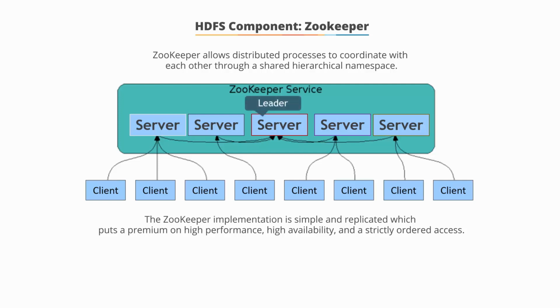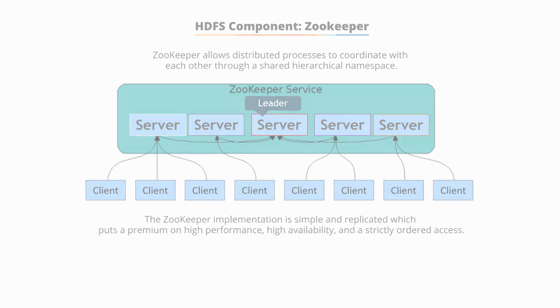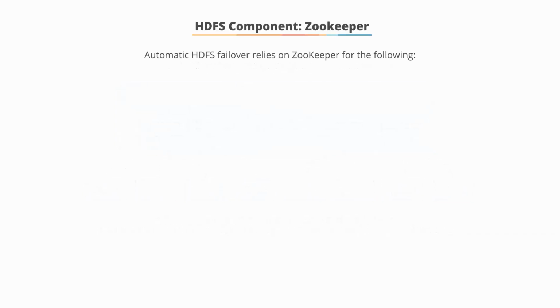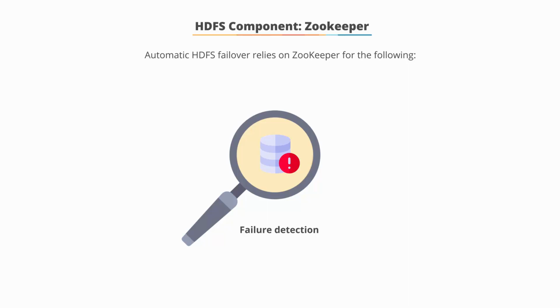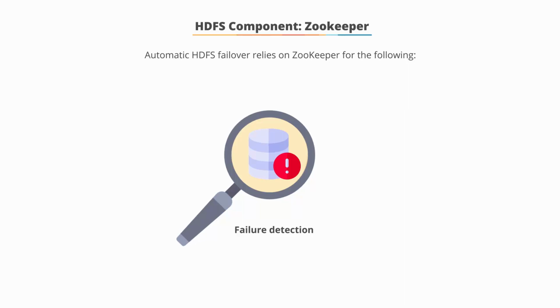As long as a majority of the servers are available, the Zookeeper service will be available. So let's look at how automatic HDFS failover relies on Zookeeper. It does so with the following things. One is failure detection. Each of the name node machines in the cluster maintains a persistent session in Zookeeper. If the machine crashes, the Zookeeper session will expire, notifying the other name node that a failover should be triggered.